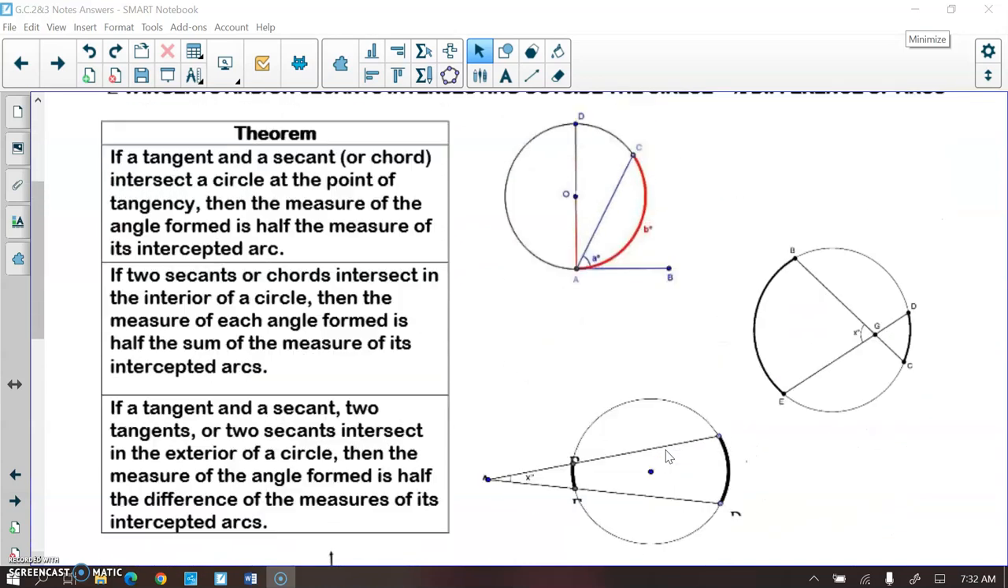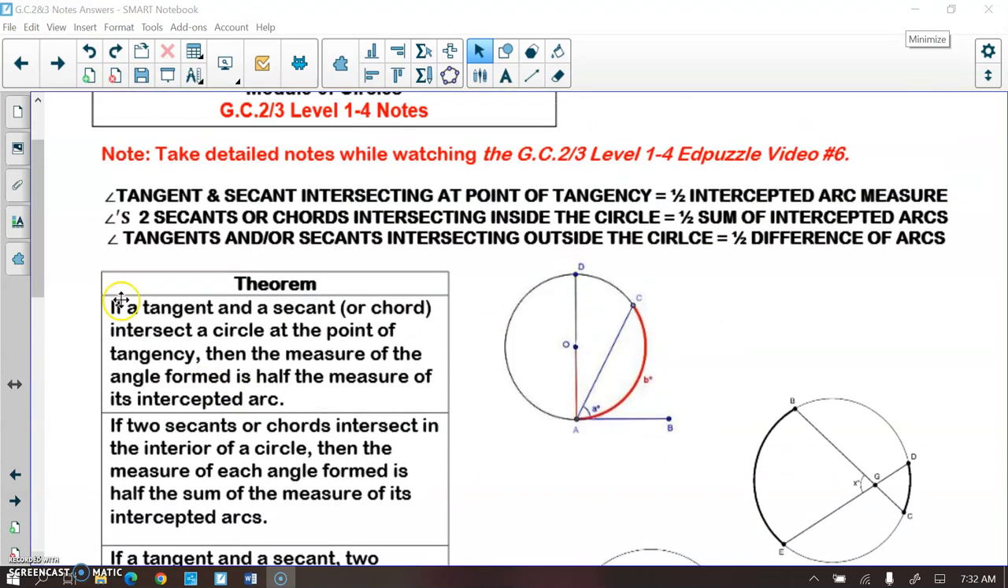Okay, so we have quite a few more rules. If a tangent and a secant or a chord intersect a circle at the point of tangency, then the measure of the angle formed is half the measure of the arc that it intersects. So for example, I have tangent AB and I have chord AC, and this could very well be a secant as well. Now angle A with the tangent and the chord form this arc, and angle A would be half the measure of angle B.